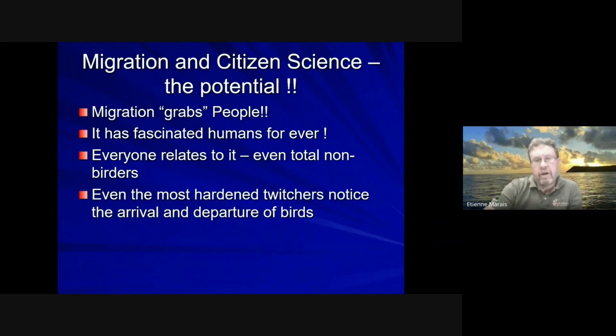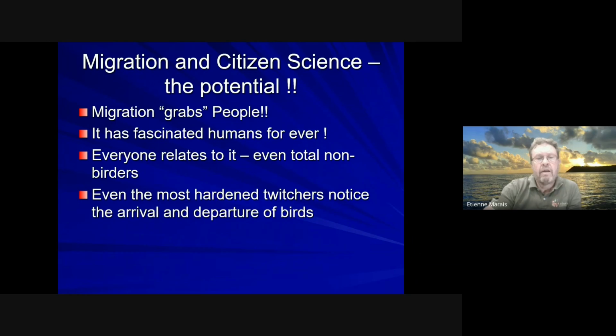So here we go. What is the impact of migration on ordinary people? I must say that in my interaction over many years with people who are not birders, migration is one of those phenomena that just grabs people, even if they know nothing about birds and have no interest in birds. And if you look at ancient history and folklore, migration of birds has fascinated humans forever. There have been all kinds of theories, there have been all kinds of explanations as to why and how migration works. And because it's so incredible, bird migration leaves us in awe as human beings.